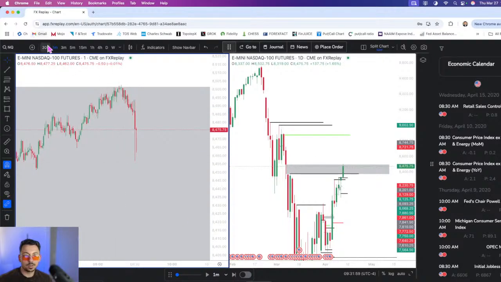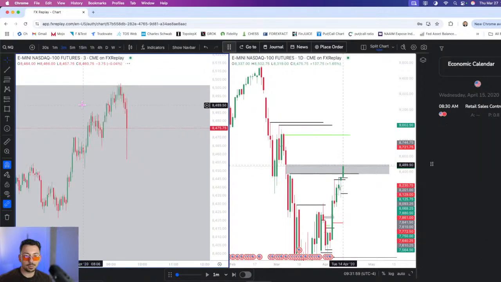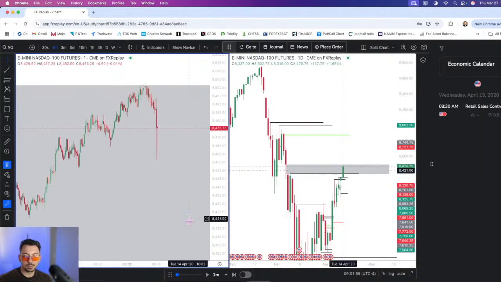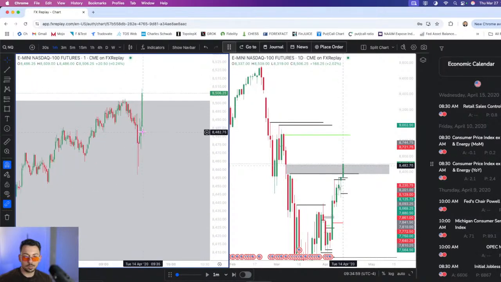Wow. Nothing I like on the 5, nothing I like on the 15, nothing I like on the 3. So far, nothing I like here. Ooh, that was a pretty decent 1 minute inverse, but we never closed above.